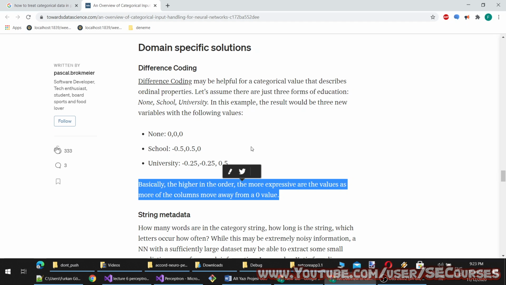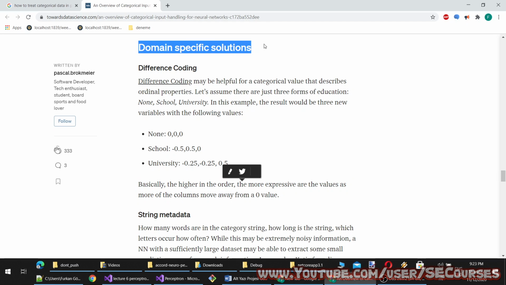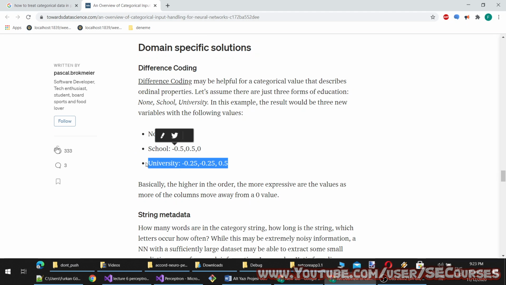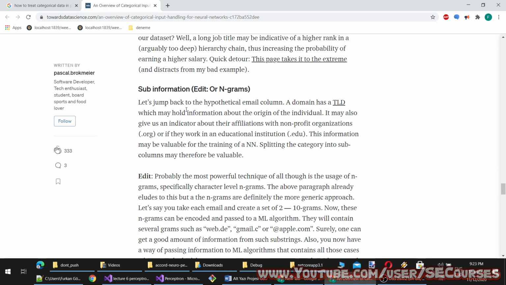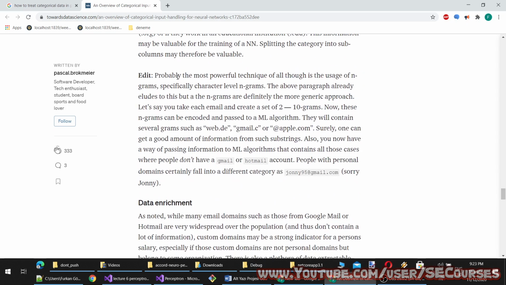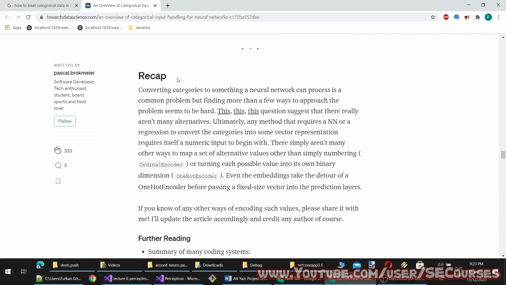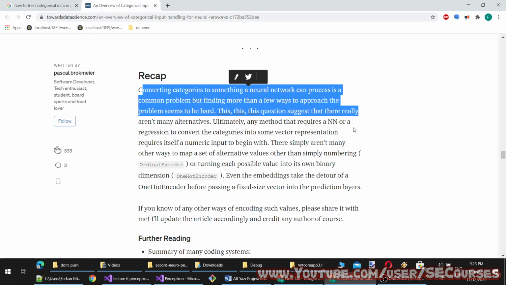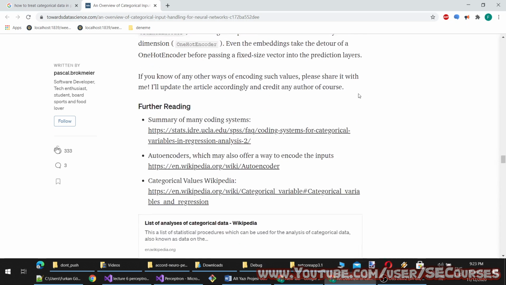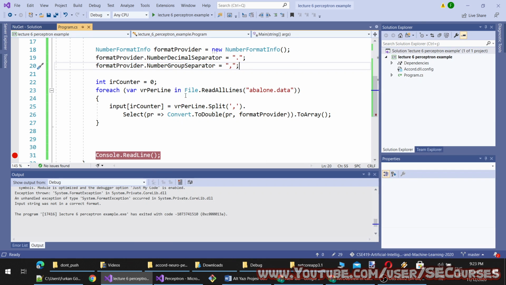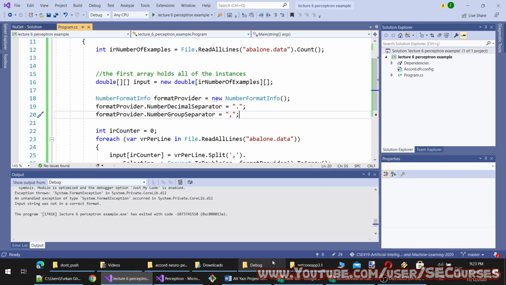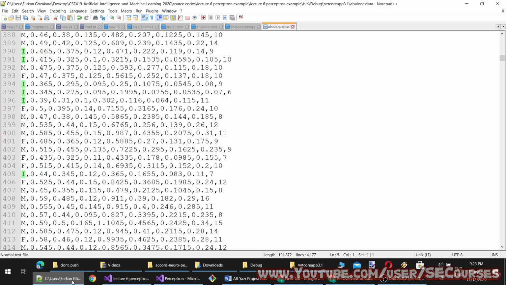Hmm. Okay, so you can select domain specific, so for example, school is like this and university is like this. String metadata. Okay. So I think I will give the data in three distinct ways.